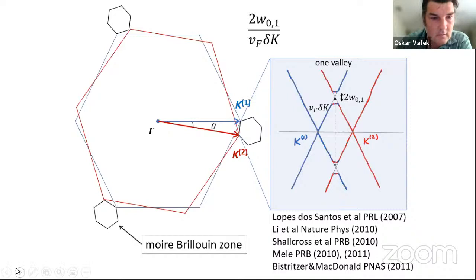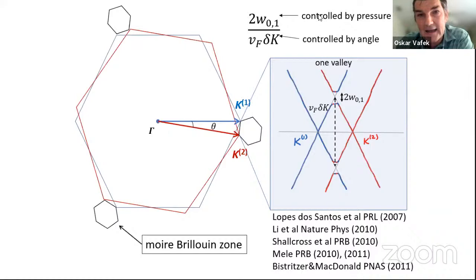So the separation between the cones, and therefore the energy scale associated with the crossing, is controlled by this twist angle theta, while the interlayer tunneling is controlled in principle by an external pressure. Okay.